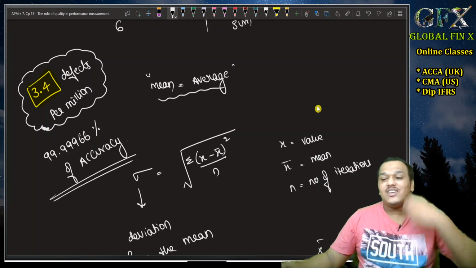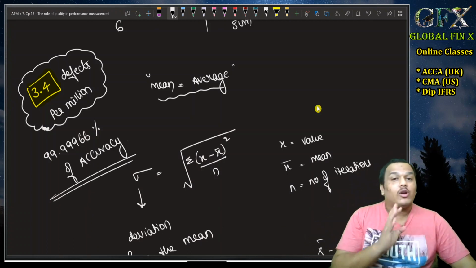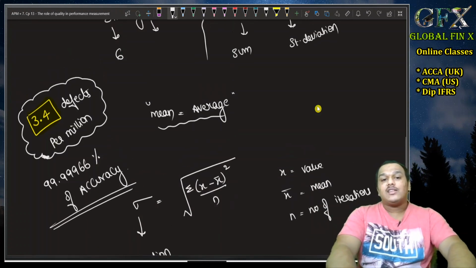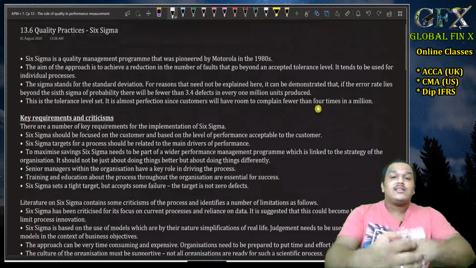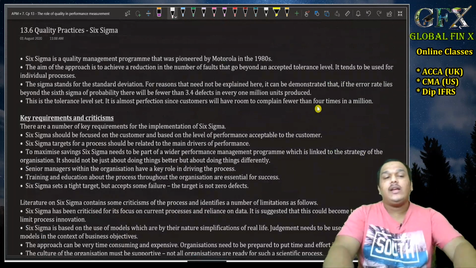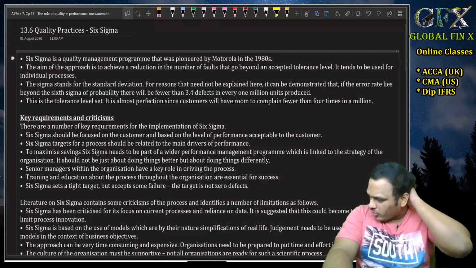Sir, imagine the implication of that. Out of 1 million units, not even four defects will be there. That's amazing, right? But sir, how do we achieve that? How do we step forward into Six Sigma? Before seeing that, let's understand some theoretical concepts. Six Sigma is a quality management program that was pioneered by Motorola in the 1980s.